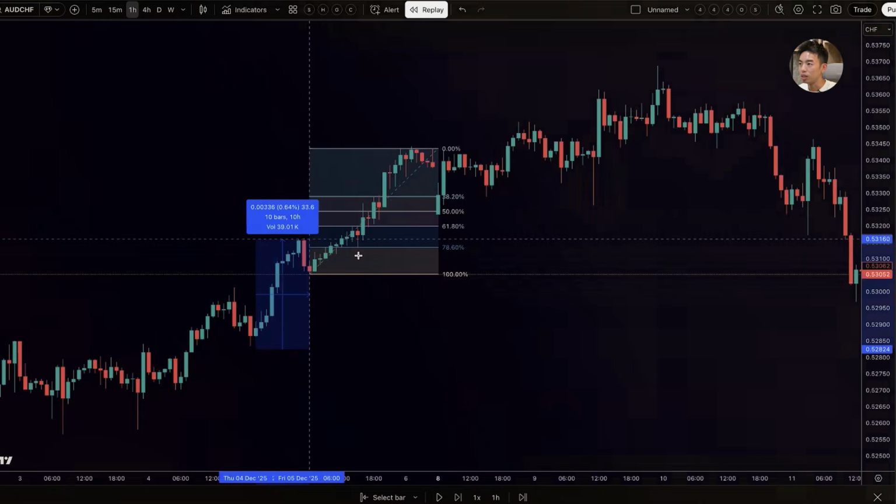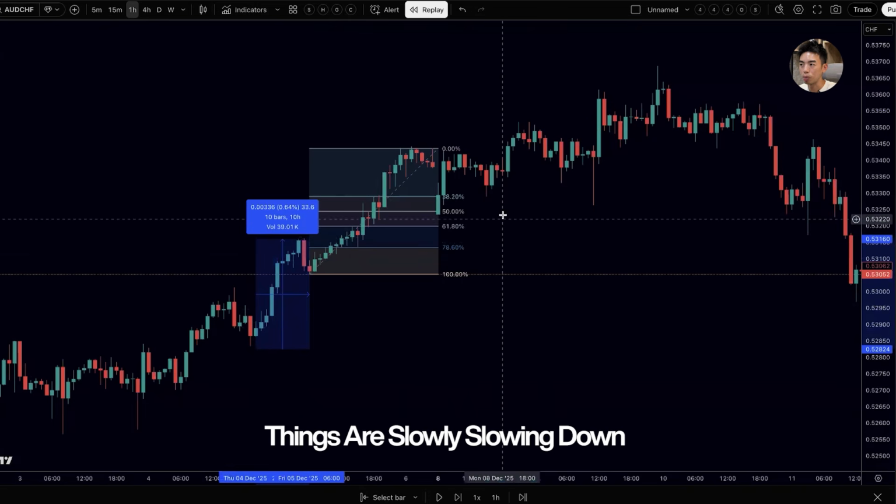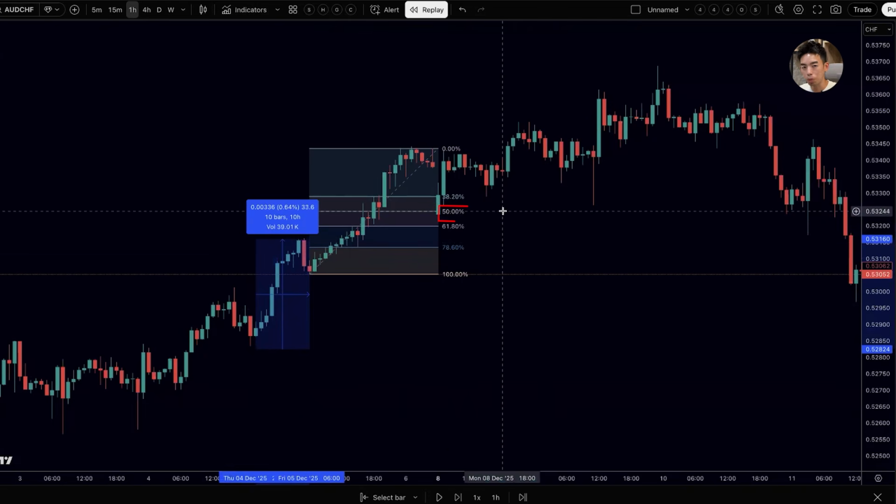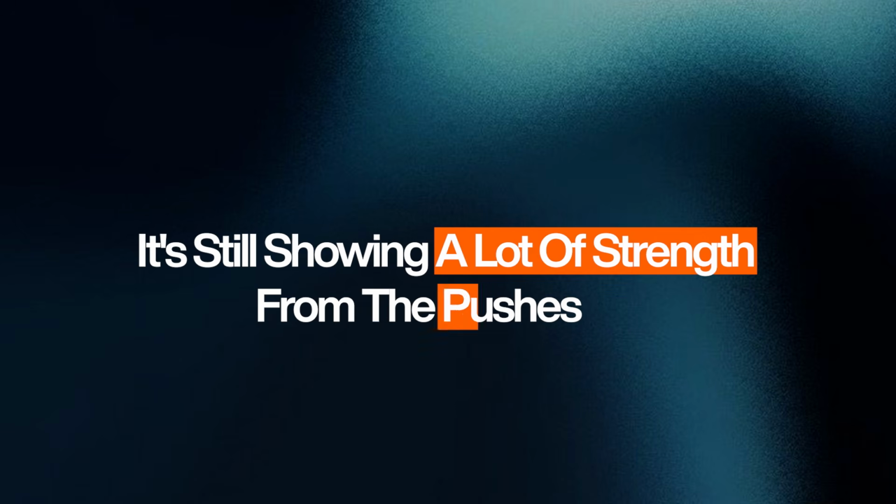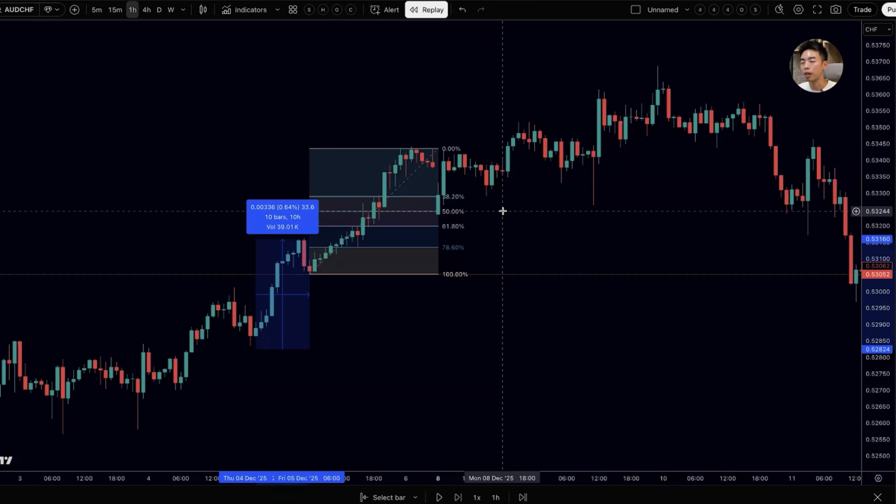Again, telling you that yes, things are slowly slowing down because the pullback is now 50%, but there is still strong likelihood that the trend will still continue, at least for the near future, just because it's still showing a lot of strength from the pushers. But we gotta be a little bit careful because the pullback is getting a little bit deeper.